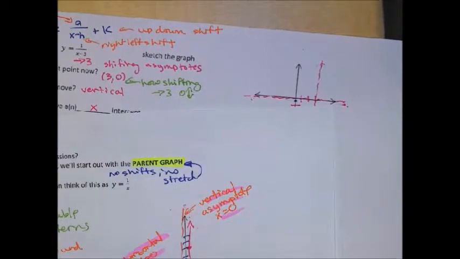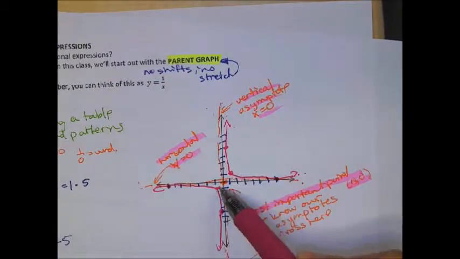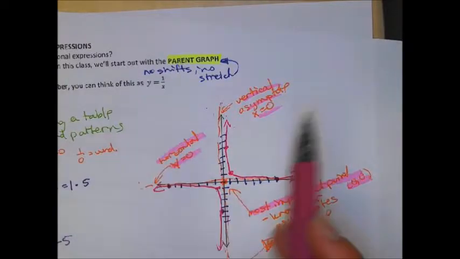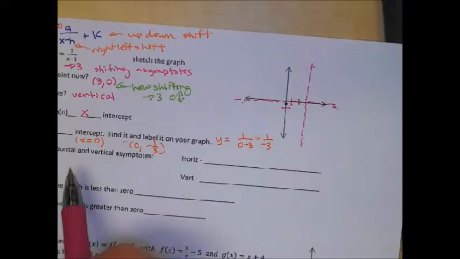If we look back at this graph, once we have the asymptotes, other important points are these two key points. And where are they? Well, they're 1 over, 1 up, and that's because we have a 1 on top. And then 1 to the left, 1 down. So let's do those. We have a 1 on top.